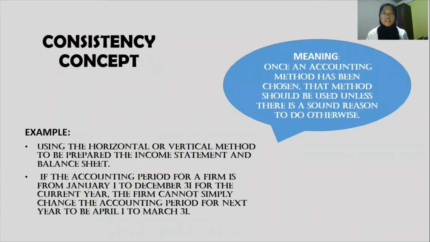Next, consistency concept. The consistency concept means once an accounting method has been chosen, that method should be used unless there is a sound reason to do otherwise. Example, using the horizontal or vertical method to prepare the income statement and balance sheet. If the accounting period for a firm is from January 1 to December 31 for the current year, the firm cannot simply change the accounting period for the next year to be April 1 to March 31. So that's it from me and goodbye.